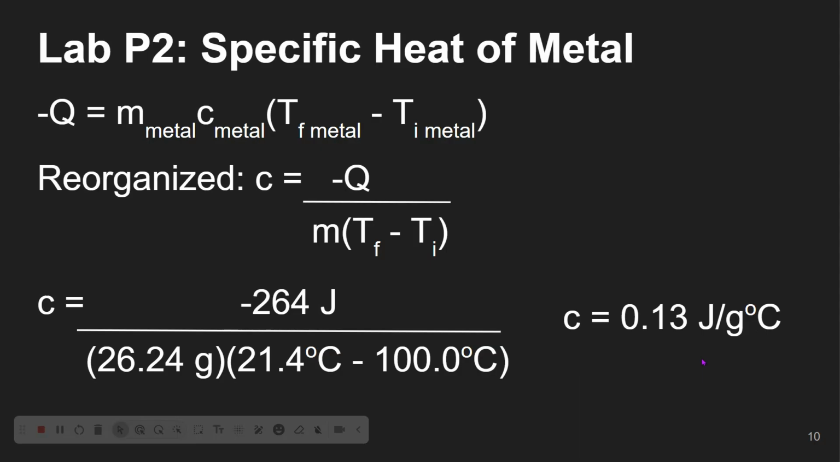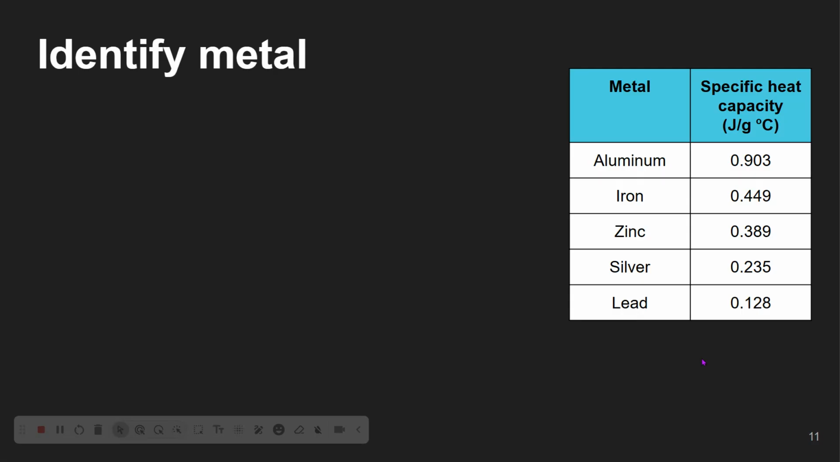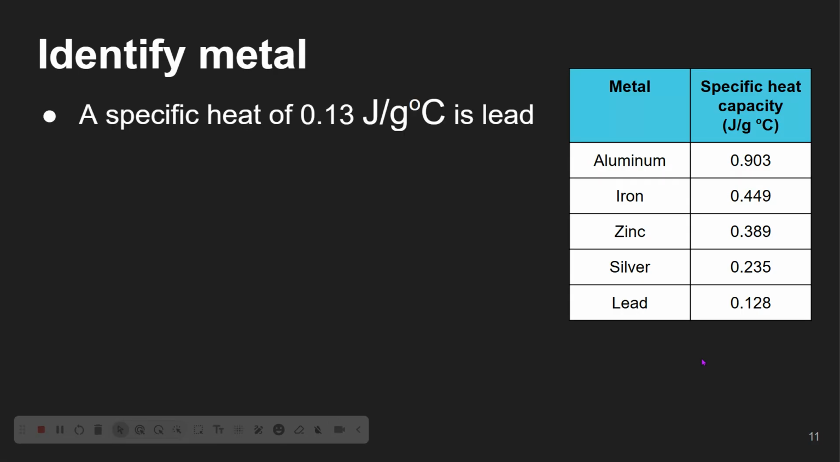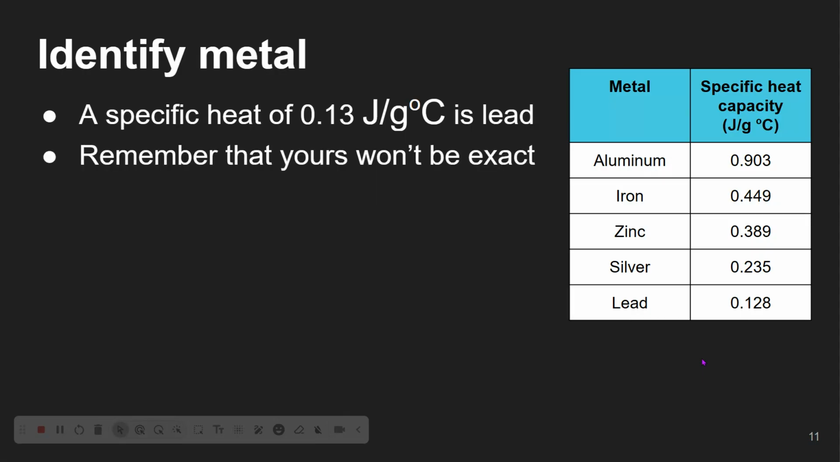Okay, so we have this 0.13, but what does that even mean? How do we know what metal it is? In this case, we would give you a reference sheet and you would see how close your answer was to a known metal specific heat. So here's a table with some metals, a handful of them, and their various specific heat capacities. And so as you can see, 0.13 is pretty close to lead. And that's the closest one we have on this table.